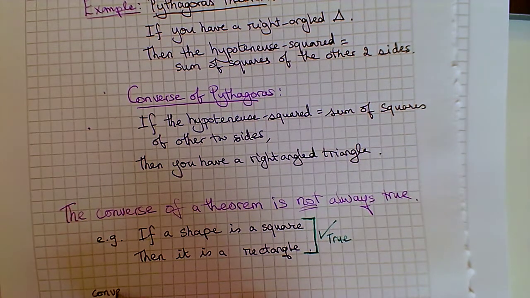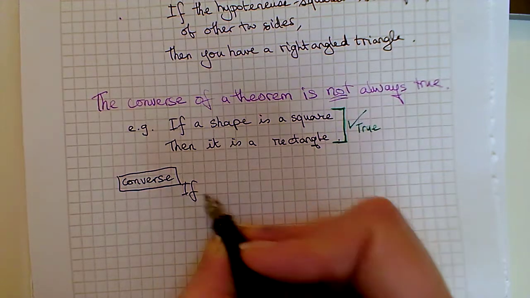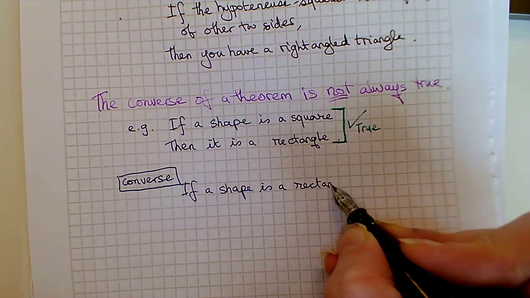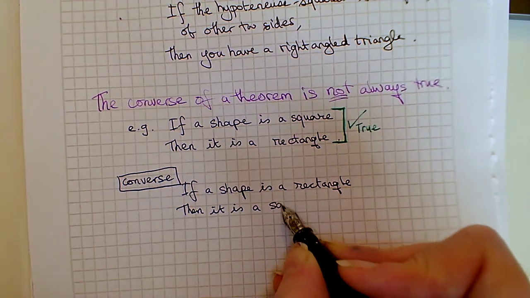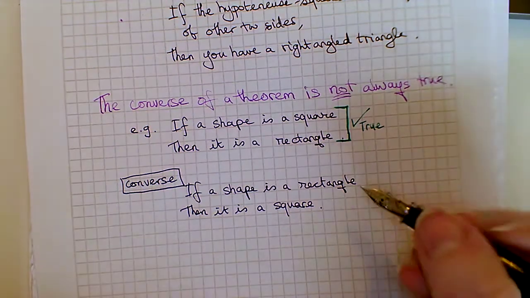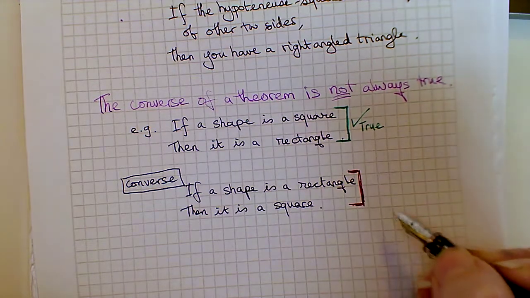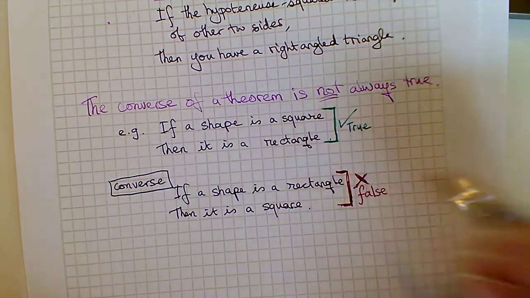Conversely, if I tried to write down the converse of that, I swap the if and the then, right? That's how I do converses. If a shape is a rectangle, then it is a square. Now, is that true? Hopefully you can see that it is not true, because the definition of a square is not just that the opposite sides are equal, but that they're all equal, all four sides are equal. So this is false.